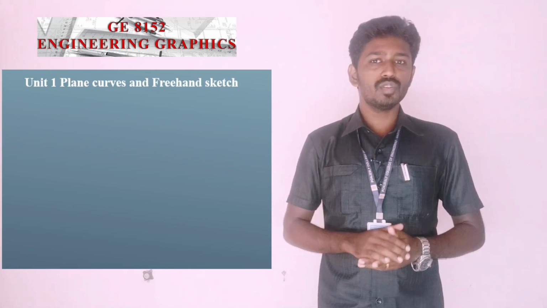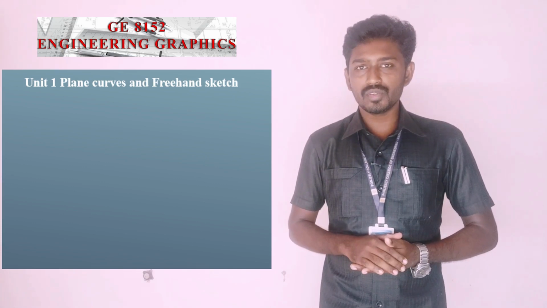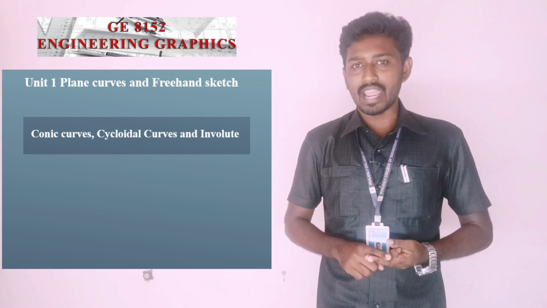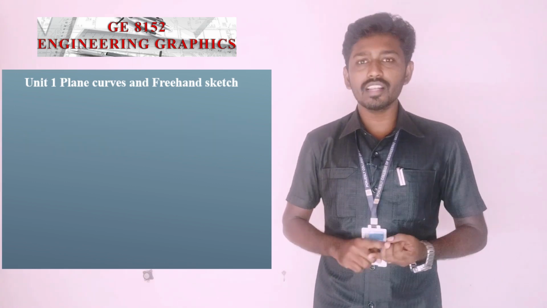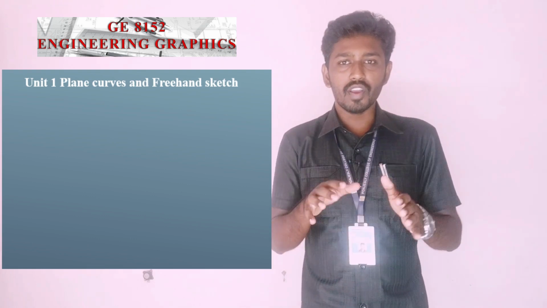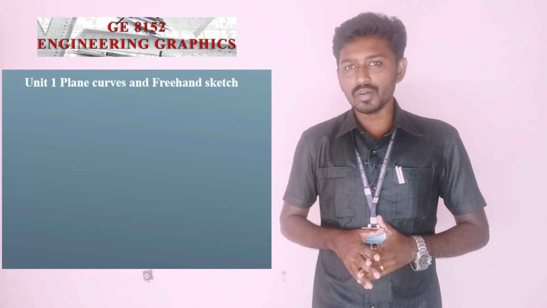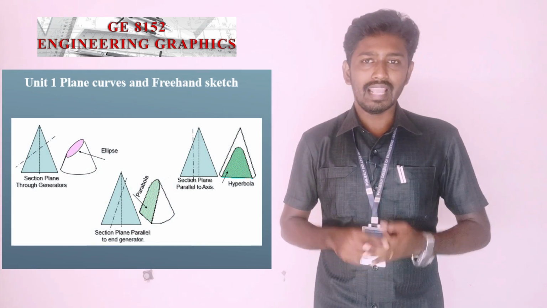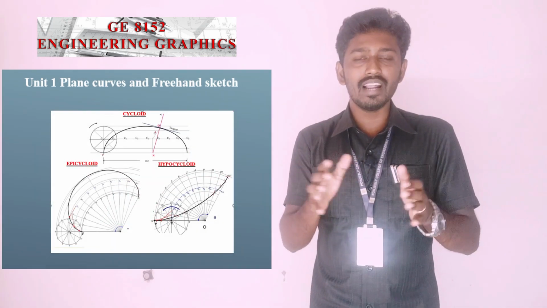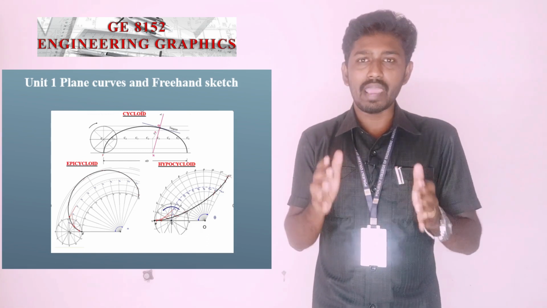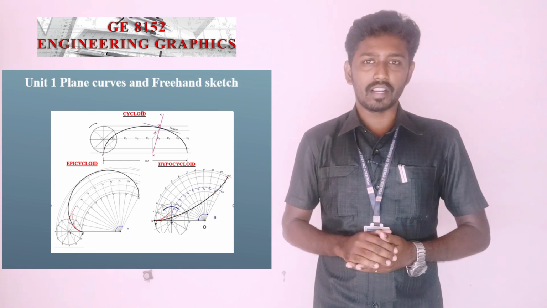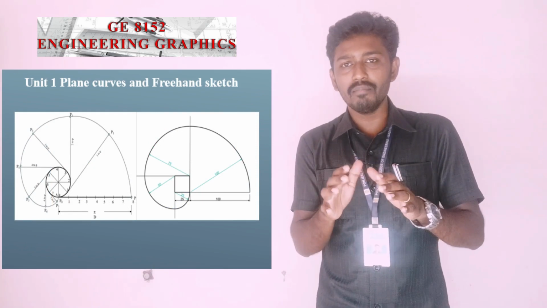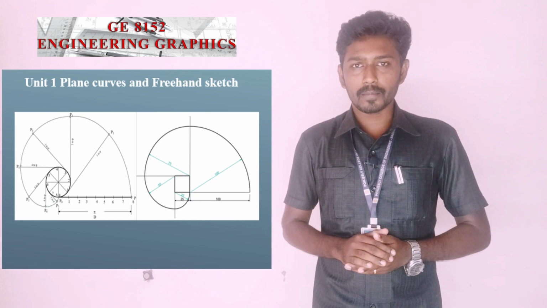In the plane curves, we do have three curves, namely cycloidal curves, conic curves and involute. In the conic curves, again we are learning three curves, namely ellipse, parabola and hyperbola. In the cycloidal curves, we learn the construction of cycloid, epicycloid and hypocycloid. And in the involute, we will trace out the involute curve from the circle and square.